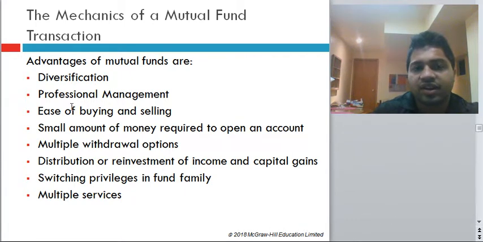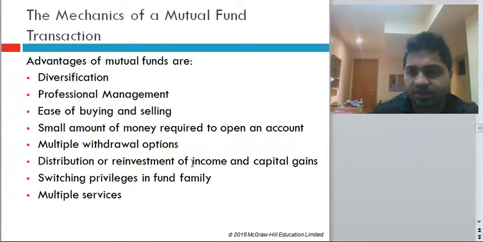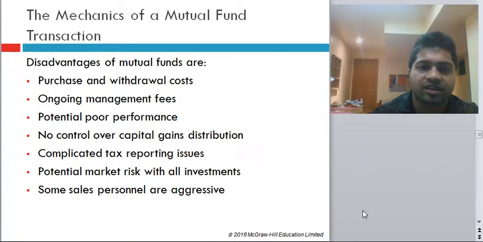Advantages of mutual funds: diversification. By not putting all your eggs in one asset, you can diversify better through a mutual fund. Professional management, ease of buying and selling, a small amount of money is required to open an account, multiple withdrawal options are there, distribution or reinvestment of income and capital gains, you can switch within a family, and there are other multiple services that are offered.